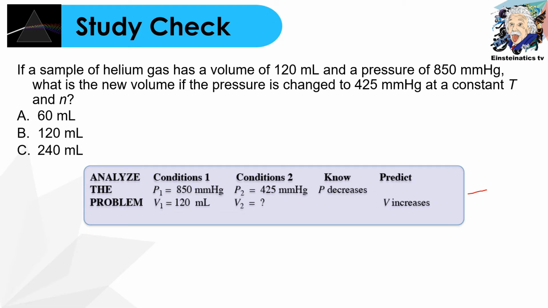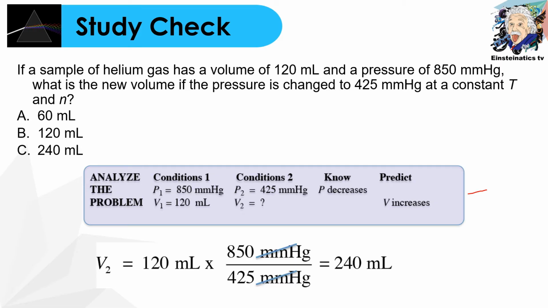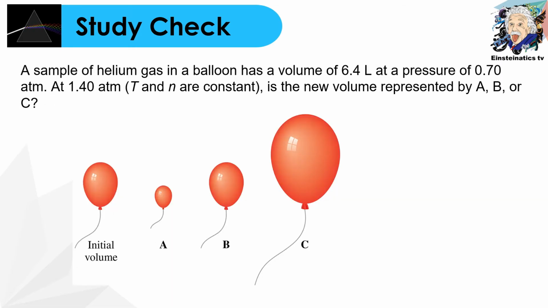Done already? So here is the correct answer. The correct answer is letter C, which is 240 ml. Did you get it correct? If so, congratulations. Let's use another sample problem.